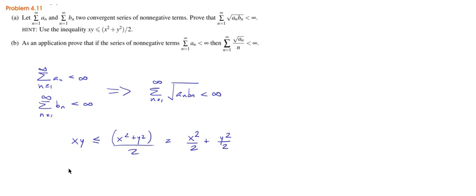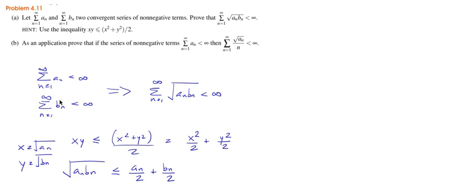So let's see if we can write x times y as the square root of a_n times b_n. In other words, x is the square root of a_n and y is the square root of b_n, right? So this is smaller or equal than x squared, which is a_n over 2, plus y squared, which is b_n over 2, right? So that means that the general term of this series is smaller than the sum of these two general terms.